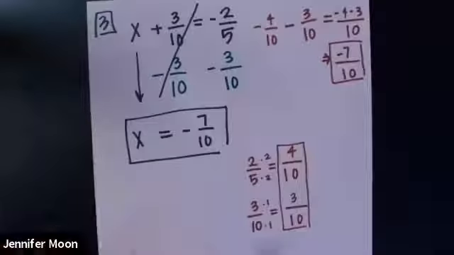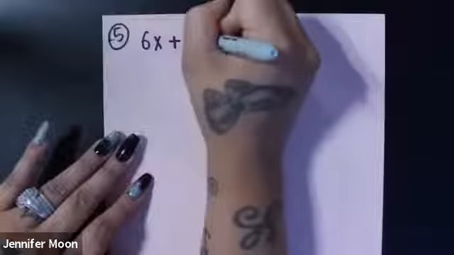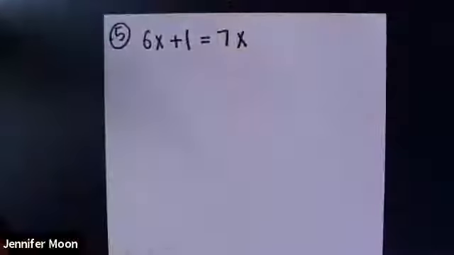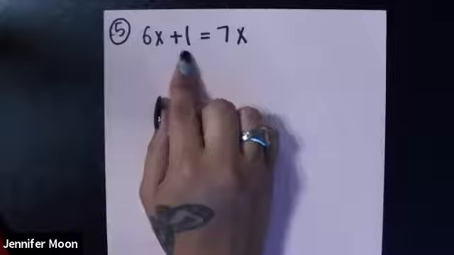And you'll notice it feels like every different problem has a different rule. So I get that it's really hard to keep straight. This problem isn't just a variable by itself, but you just need to understand the steps. Here we have 6x plus 1 equals 7x. So this isn't just a variable by itself with something going on around it.